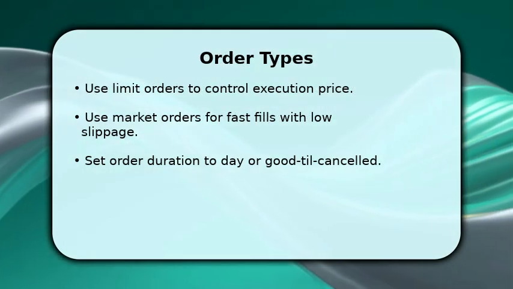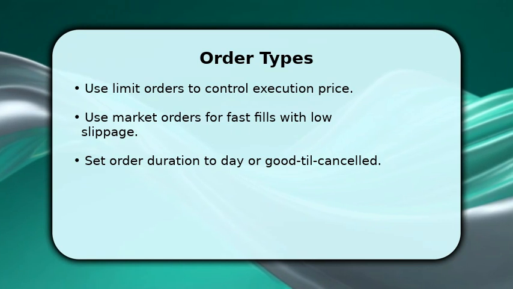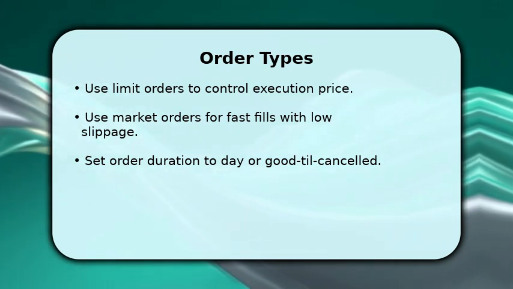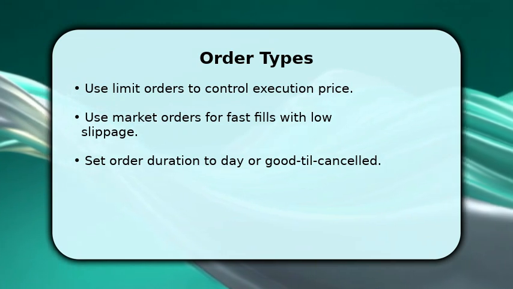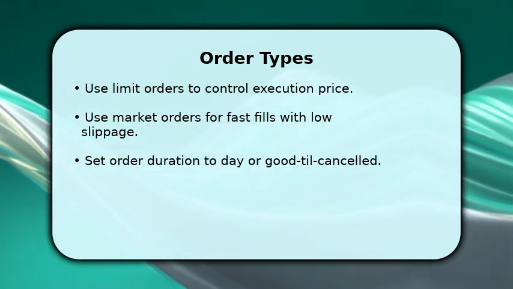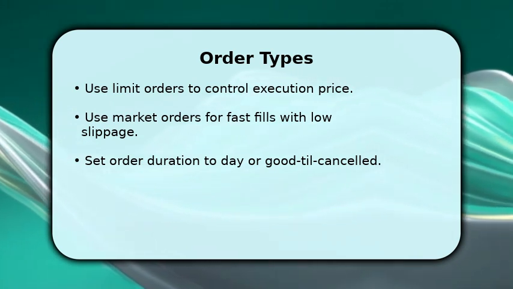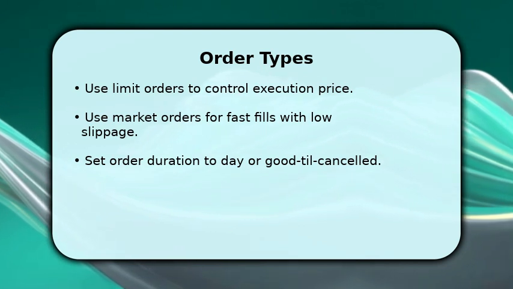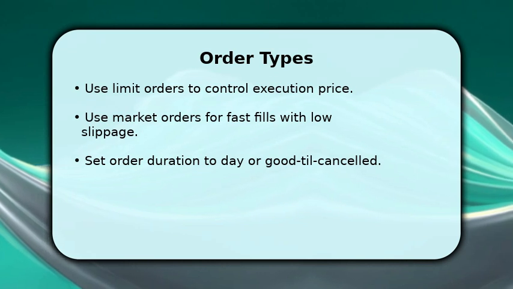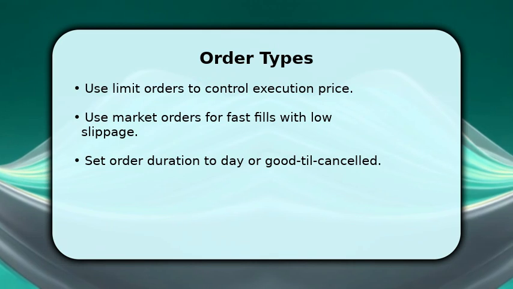Order types determine execution and price control, so learn market, limit, stop, and stop limit orders thoroughly. Use limit orders to avoid slippage, and use market orders for fast fills when price impact is minimal. For options, use combo orders like iron condors and verticals to manage risk and reward. Set good till canceled or day duration appropriately, and monitor fills to adjust or cancel when conditions change. Practice each order type in paper trading until you're comfortable.